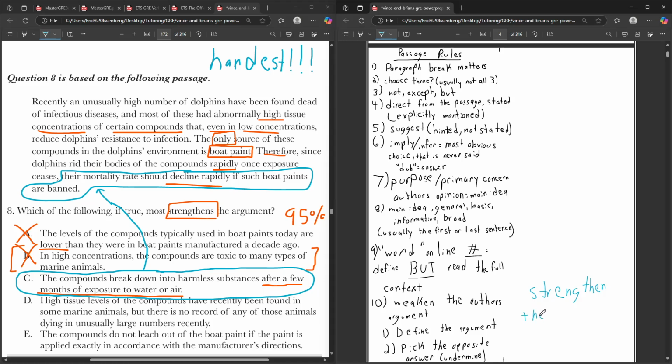I'll even put over here in added detail, strengthen the argument, even harder. Harder than weaken. Just to remind you, this is the toughest kind. But this is a good guide to basically describe the entire passage section.